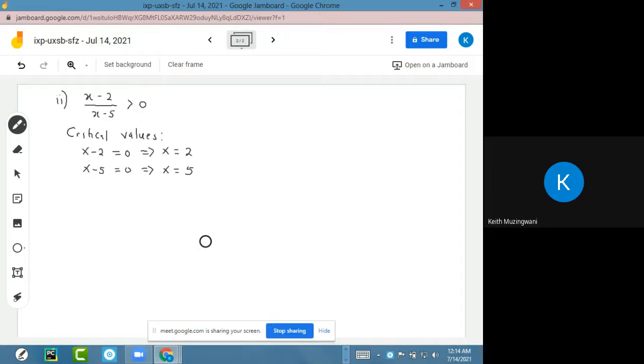So the table will be 2 here, 5 there. Pick a number bigger than 5, say 6. A number in between 2 and 5, say 3. A number less than 2, say 0. And then pick x minus 2, and then x minus 5. Then we'll have x minus 2 over x minus 5.